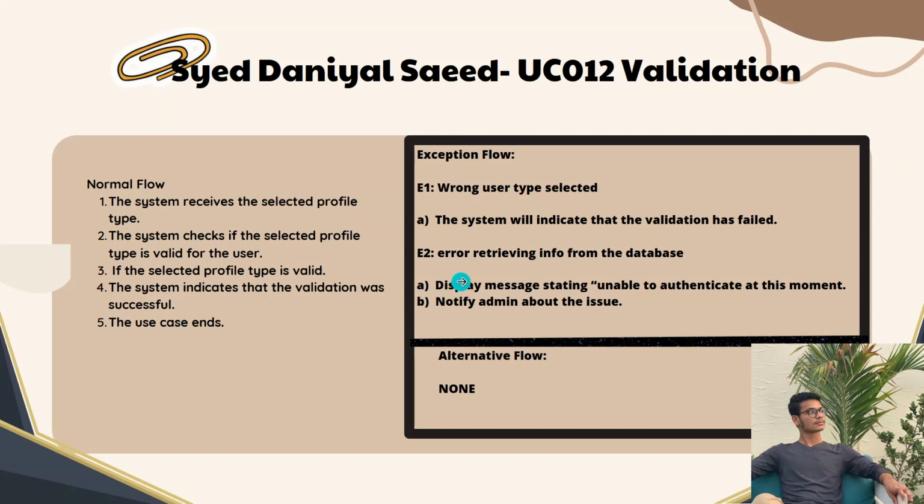So there should be a message. The first part will be to display a message stating that it is unable to authenticate at this moment, stating that there is a database connection error. The second part will be to notify admin about the issue.